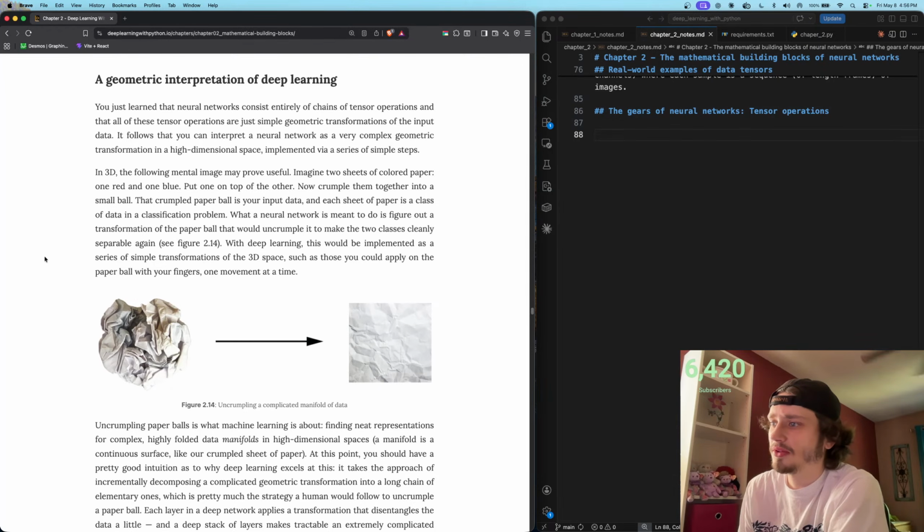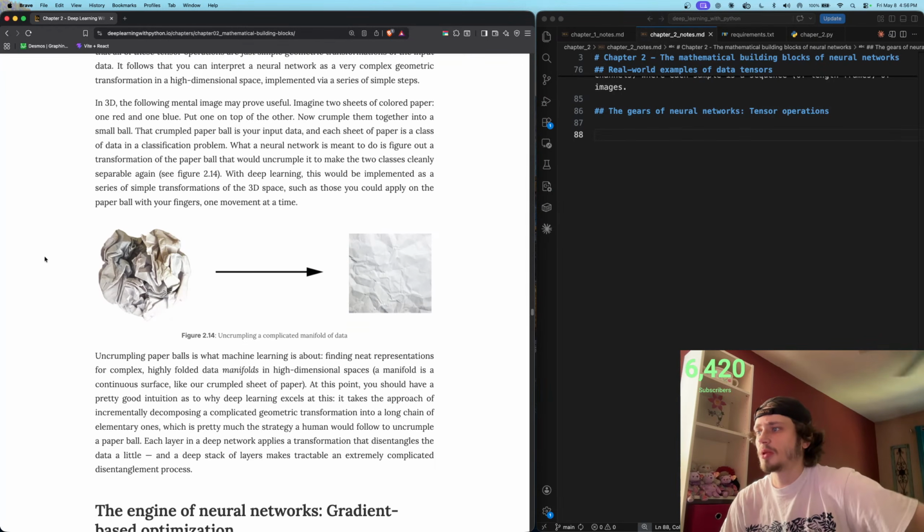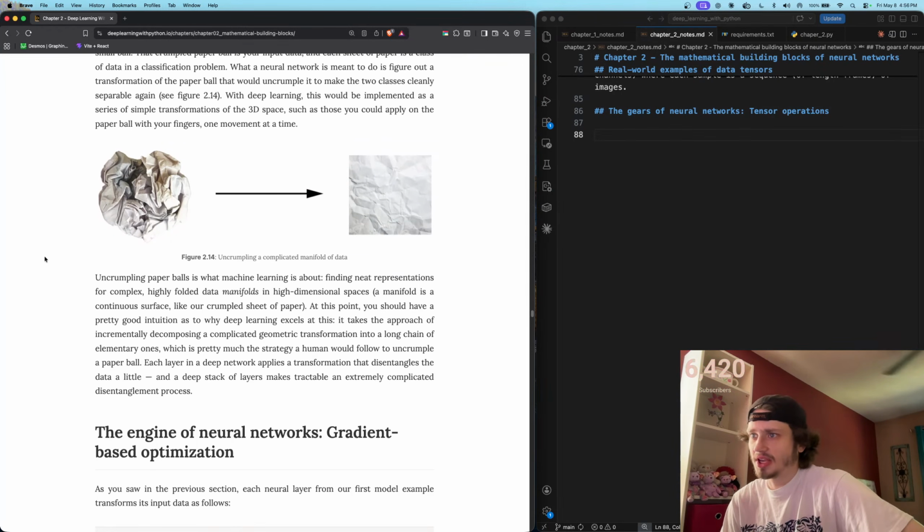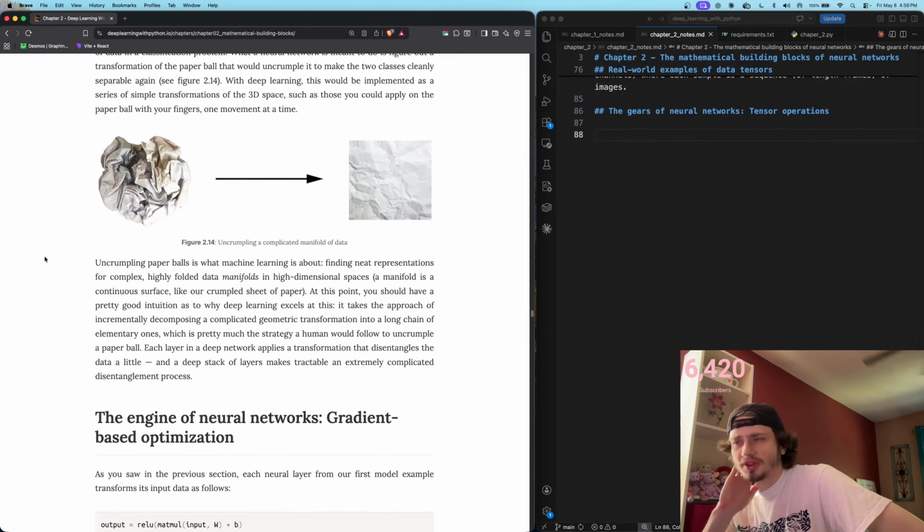Uncrumpling the paper balls is what machine learning is all about: finding neat representations for complex, highly folded data, manifolds in high-dimensional spaces. A manifold is a continuous surface, like our crumpled sheet of paper. At this point, you have a pretty good intuition as to why deep learning excels at this.